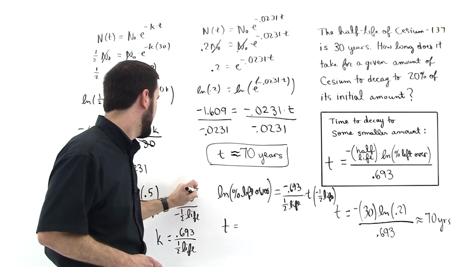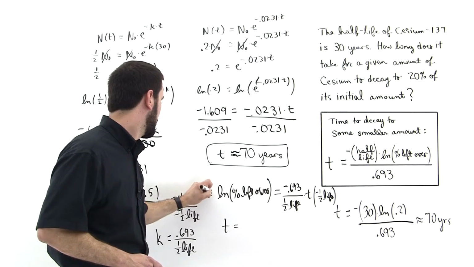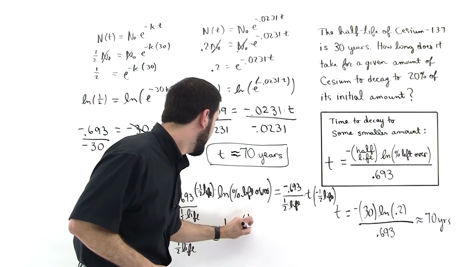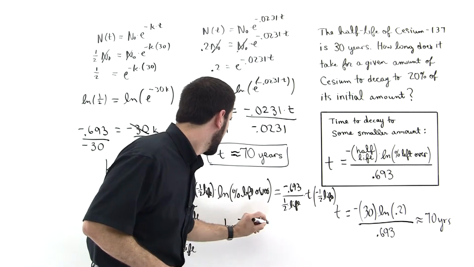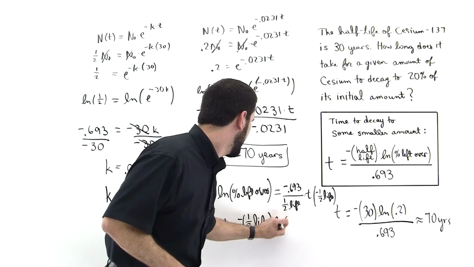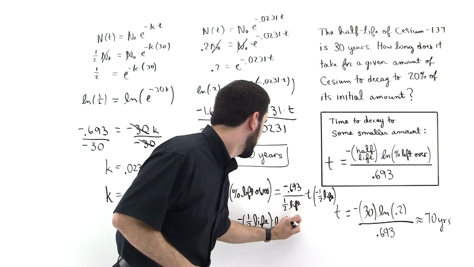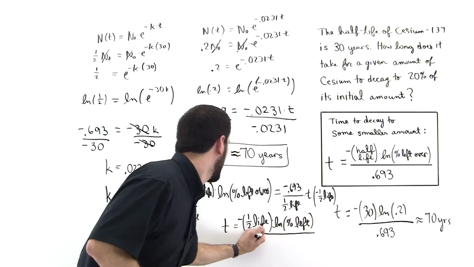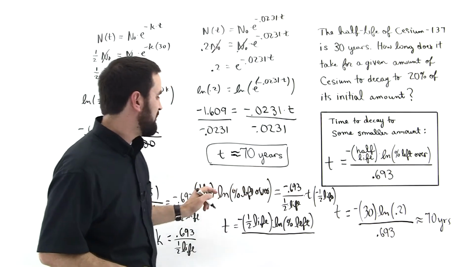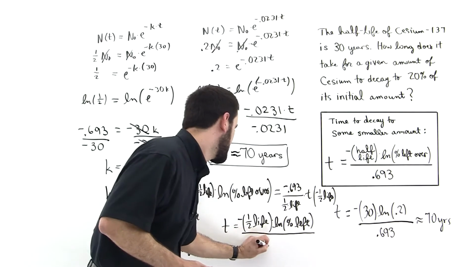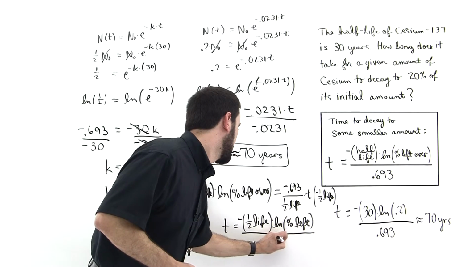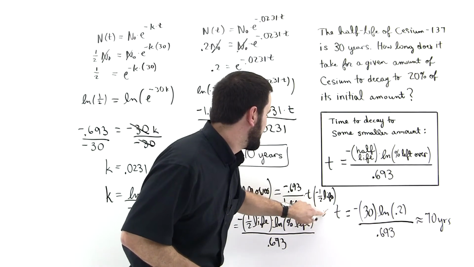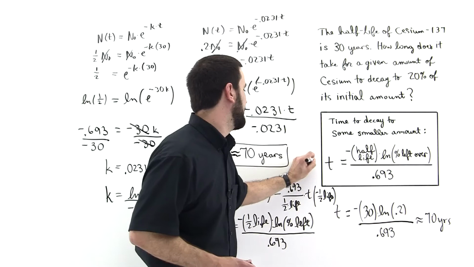And then t is equal to negative the half-life times the natural log of the percent left, divided by, now we have to get this 0.693 over, so we divide by 0.693 on both sides. And look at that. This is the same as this. Really, I just derived the generalized formula, so this is the same as this.